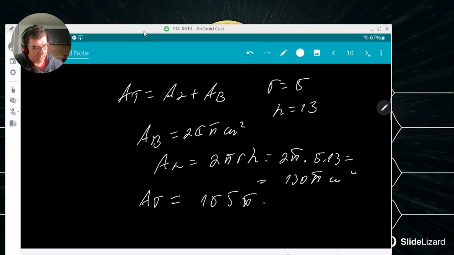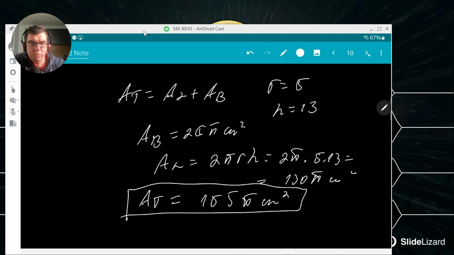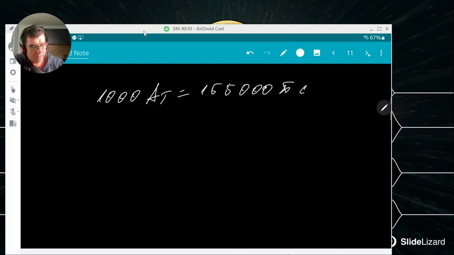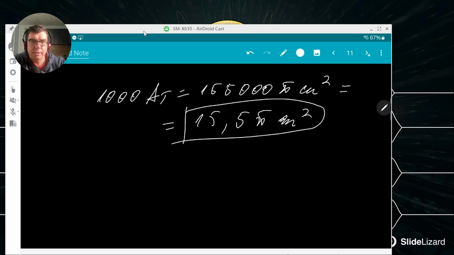155 pi centimeters squared. Now, in order to make 1000 boxes, we have 155000 pi centimeters squared, and in order to convert that into meters squared, we divide by 100 to the power of 2, which is 10,000. So we have to switch the comma 4 places to the left. 15.5 pi meters squared. And that's the answer.